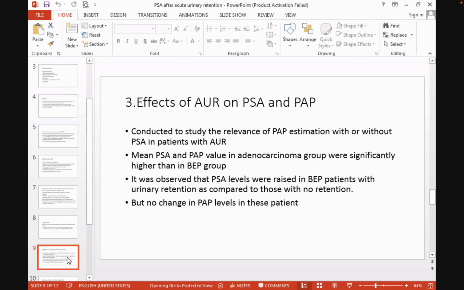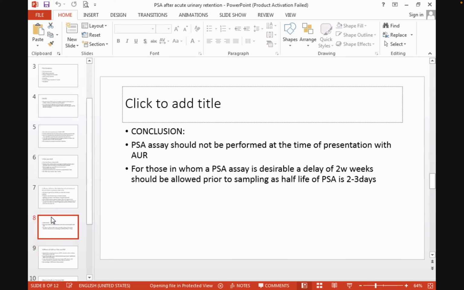Next slide. Adhar, in your previous slide also, go back to the previous slide. Acute urinary retention is treated by what? Ma'am, usually we catheterize. When the patient comes in retention, we catheterize the patient, madam.